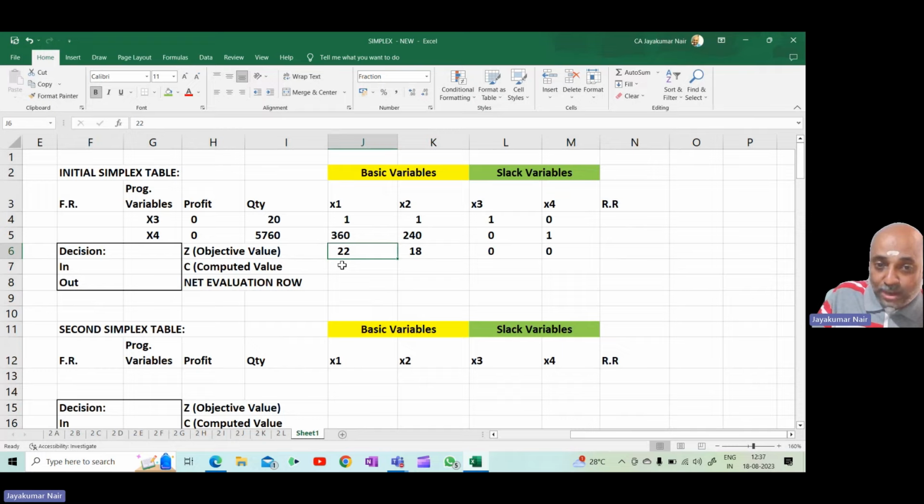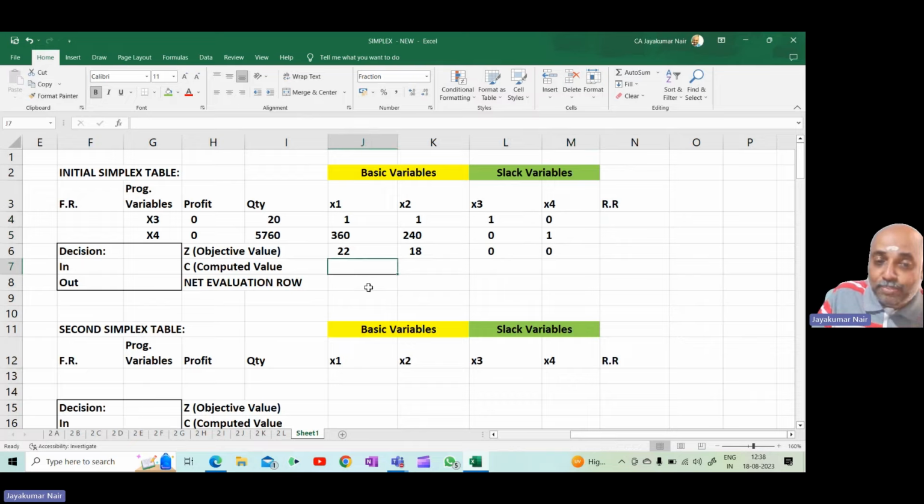Now, coming to the next one. At this point, you can make one small check whether you made any error. You have taken x3 and x4. If you see the columns x3 and x4, the coefficients should form a unit matrix, that is 1, 0, 0, 1. So the program variables x3 and x4, when you take them here, should form a unit matrix.